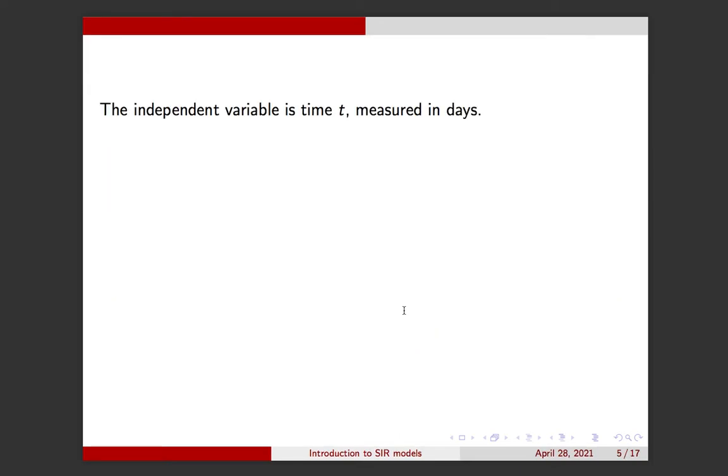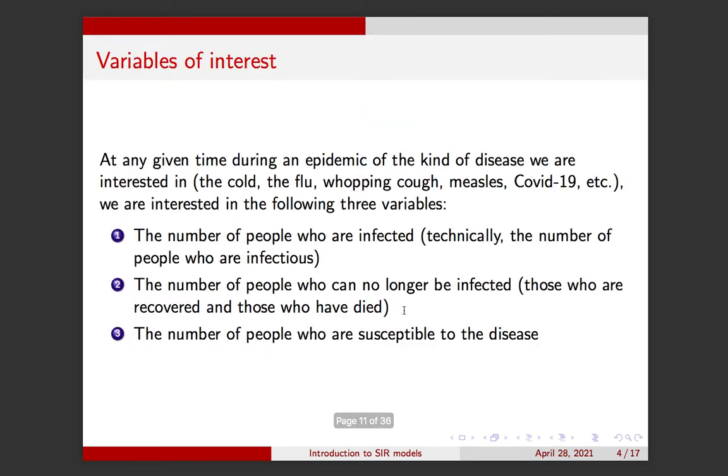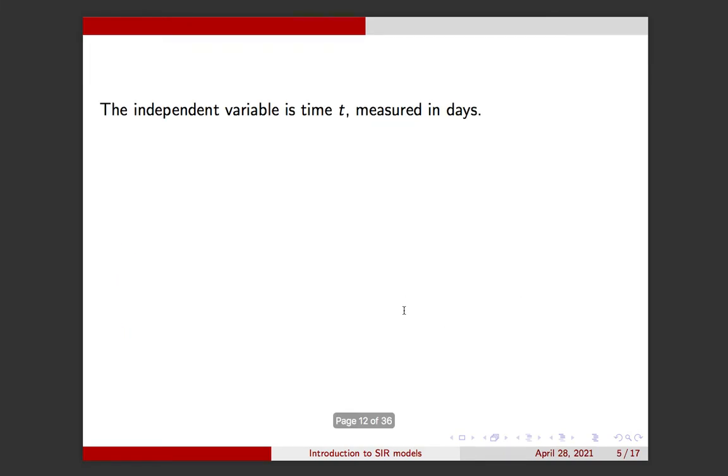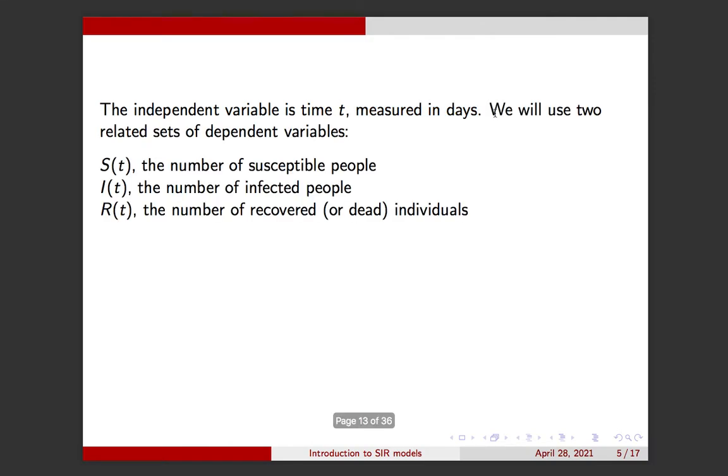All 3 of those variables are functions of time. All 3 of them, their value depends on what day it is today. So there's a 4th variable t, which is the independent variable in all of this. We are going to measure it in days. You could also do things like measure it in weeks or measure it in hours, I guess, if you wanted to. But days is pretty standard. Okay, so we're going to use 2 related sets of dependent variables. These are the 3 I just said. The number of susceptibles, the number of infecteds, the number of recovereds.